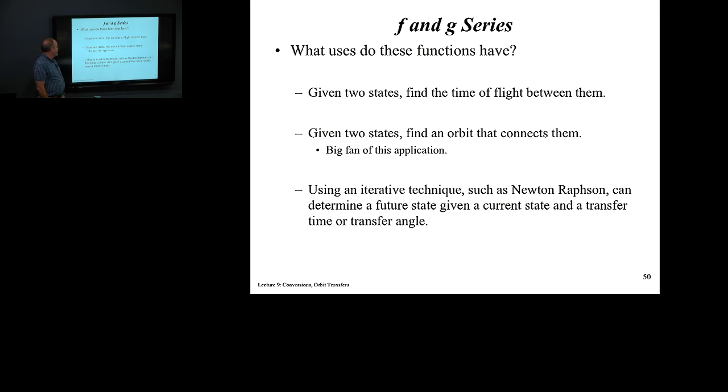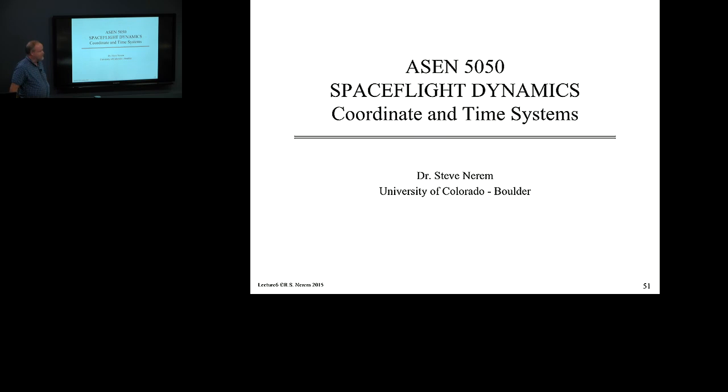So that's the f and g series. It shows up in almost all the major astrodynamics books and also in Vallado, so I wanted to make sure we at least briefly covered it. Next time we're going to get into this preview slide here. The next lecture is going to start talking about coordinate and time systems. So we're done with the 2-body problem for now. Well, the 2-body problem will keep coming up throughout the rest of the semester.